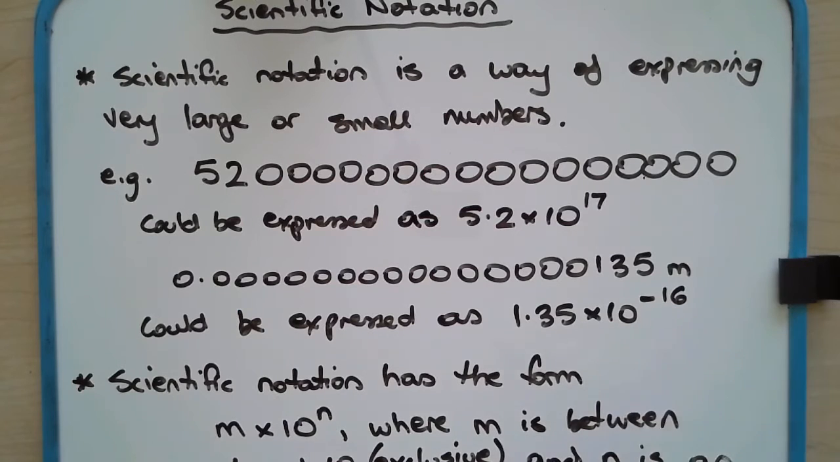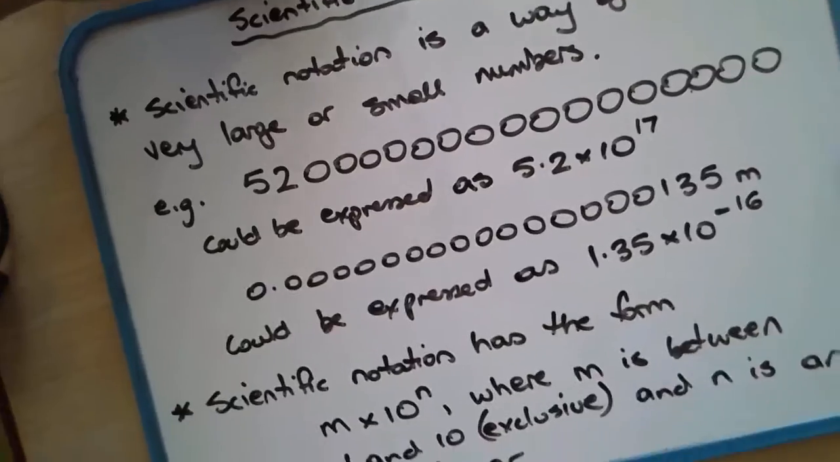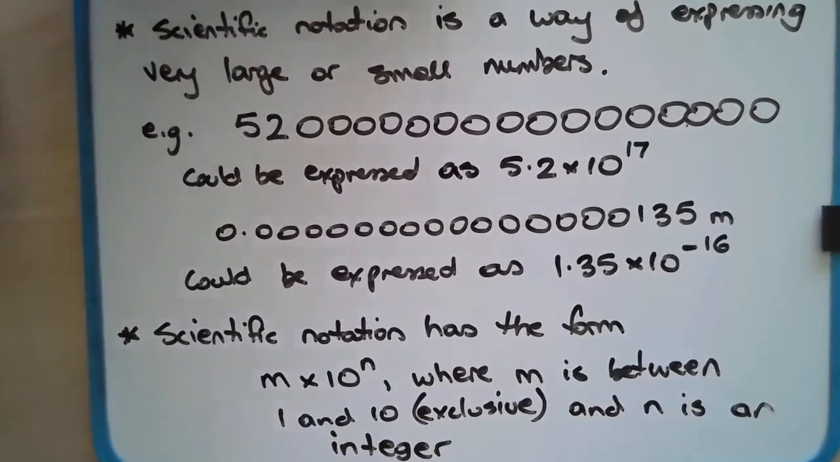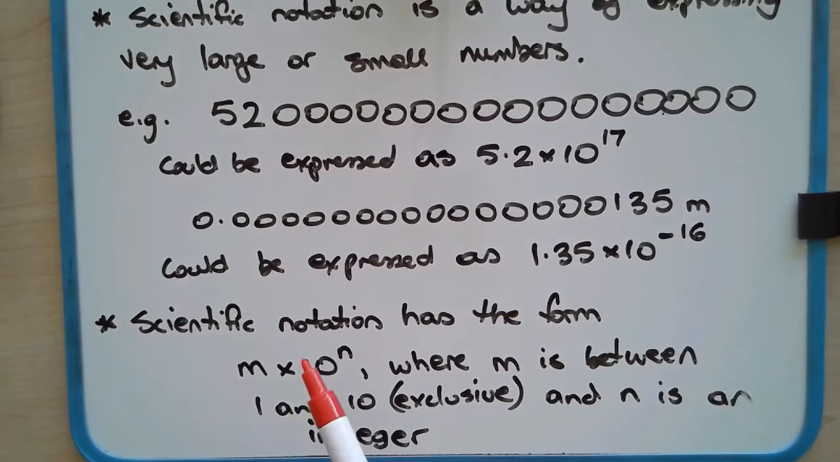So scientific notation. I'm just going to adjust the camera a little bit so you can see the bottom of the board. Scientific notation has the form m times 10 to the power of n, where m is a number between 1 and 10, exclusive, so it does not include 1 and does not include 10. If it was 1, then anything multiplied by 1 is just whatever you started off with, so 1 is irrelevant. And if you are multiplying by 10, then that could be absorbed into the 10 to the power of n by increasing the index. So 1 and 10 we don't include. n needs to be an integer.